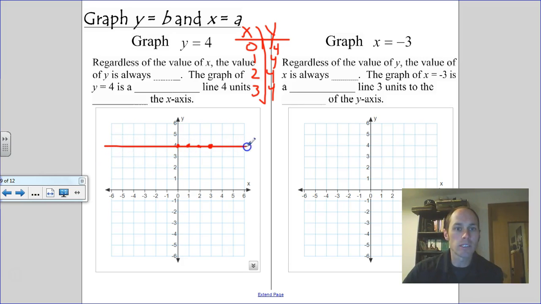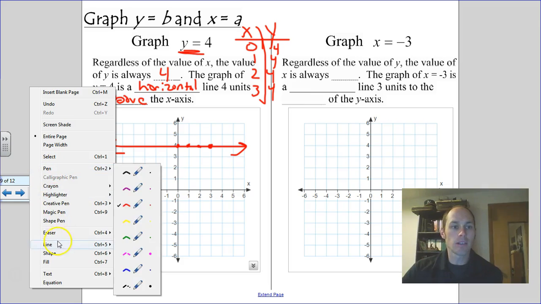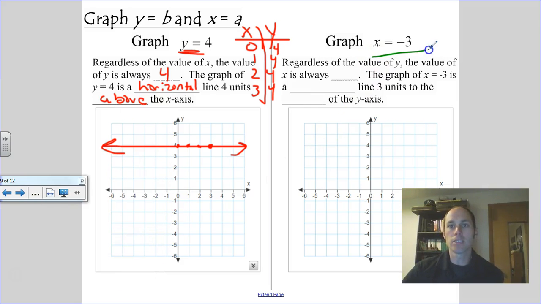It's going to be a horizontal line through the y-axis at 4, because regardless of the x value, y is always 4. So we see this is a horizontal line, 4 units above the x-axis. Or another way to think of it is it goes through the y-axis at 4 because y is always 4. Okay, the other special type of line would be x equals -3.